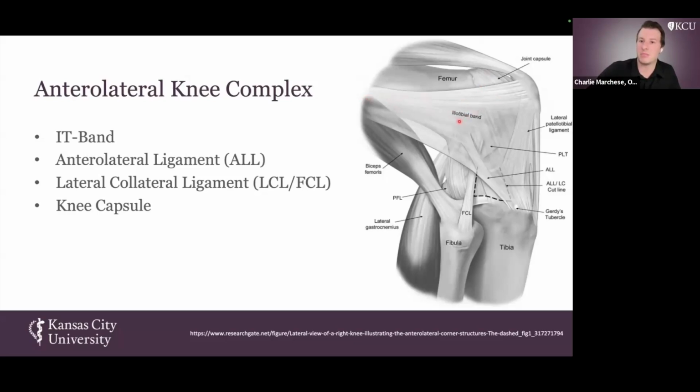We can see here that is the most superficial layer, and it's pretty variable in where it inserts. It inserts anywhere from the lateral aspect of the patella all the way down to Gerdy's tubercle, which is where we care about its insertion. Underneath our iliotibial band, we can see our ALL, and we can see our LCL here as well. FCL is just fibular collateral ligament, which is synonymous, or another name for it.